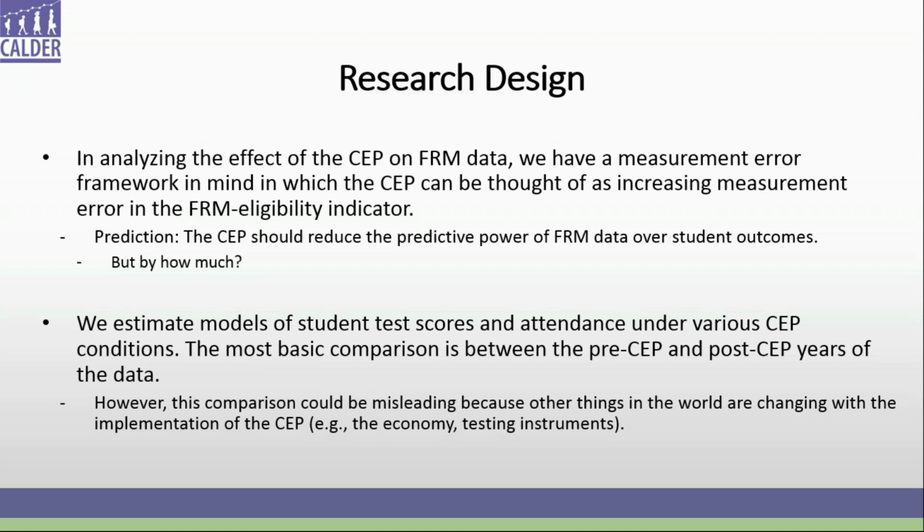The nature of measurement error here is quite complicated compared to the simple cases we often like to think about in research. But nonetheless, the prediction is the same, that the CEP should reduce the predictive power of free meal data over student outcomes. And by how much is very unclear, and that motivates the empirical work. So we're going to do a bunch of different comparisons under different CEP conditions in the paper. The most basic of which is we're just going to look in the pre-period before the CEP is placed and the post-period, and we can compare how well free meal data predicts student outcomes. So I think that's a great first step.